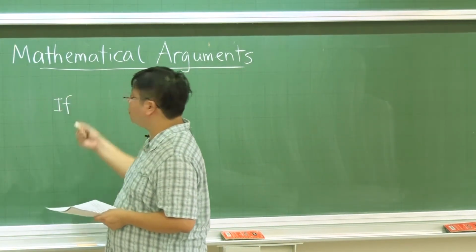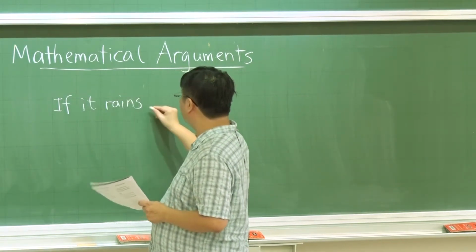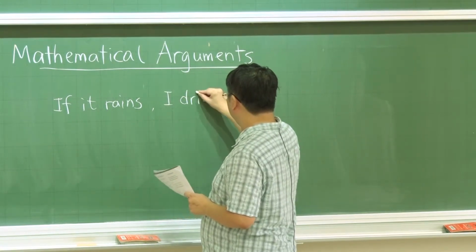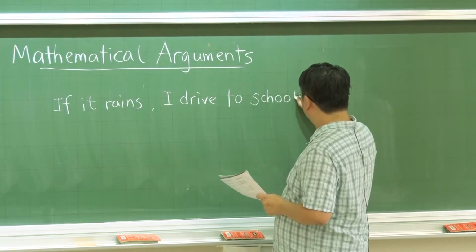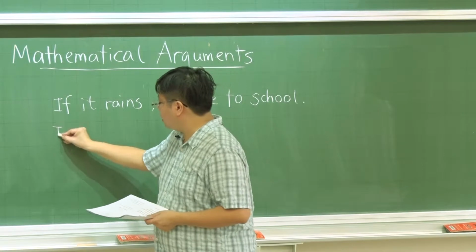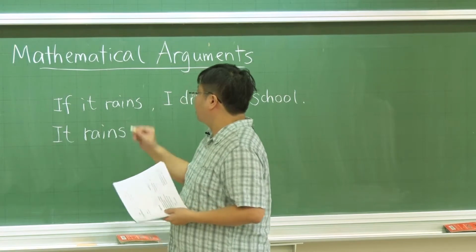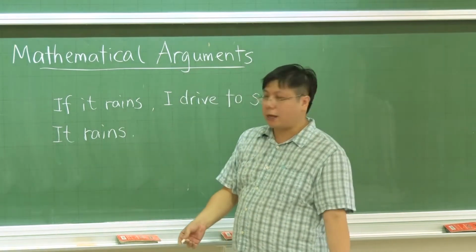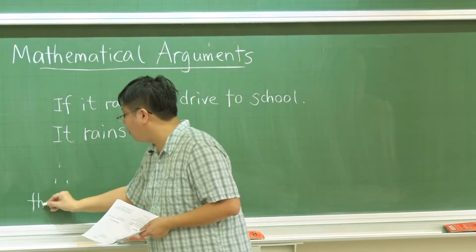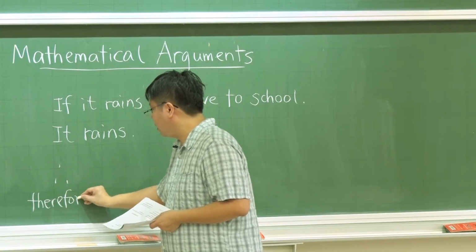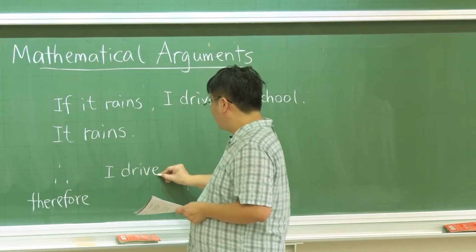For instance, someone may write down something like, if it rains, I drive to school. And then it says that another thing that we know is today it actually rains. And because of these two things, we can have a conclusion. Sometimes we use this symbol, which means therefore, or so, or thus. Therefore, I drive to school.